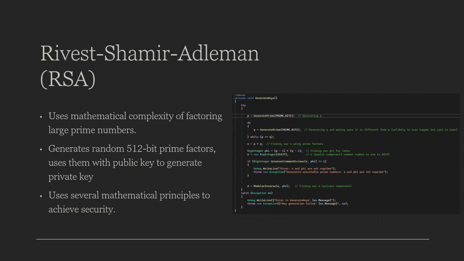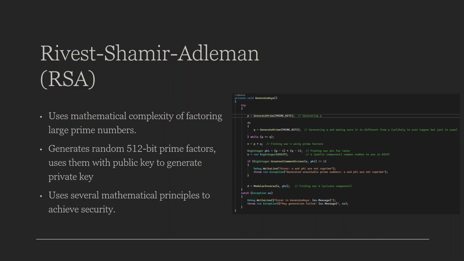So yeah, let's talk about RSA. Like I mentioned a second ago, it uses the complexity of factoring large prime numbers. In my code, I use 512-bit prime factors P and Q, and I use those with the public key to generate the private key. And I randomly generate the prime factors using a method I'll talk about soon.